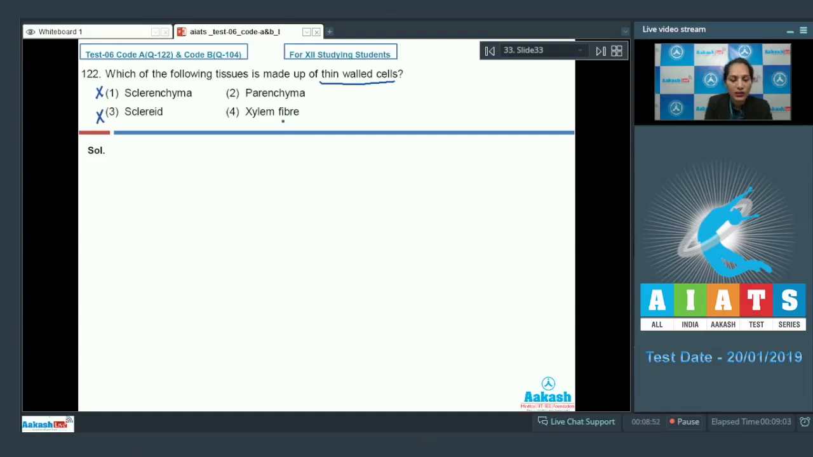Xylem fiber is also lignified. It is a dead tissue. It is also ruled out. So the correct option for the given question is option number 2. Let's move on to the next question.